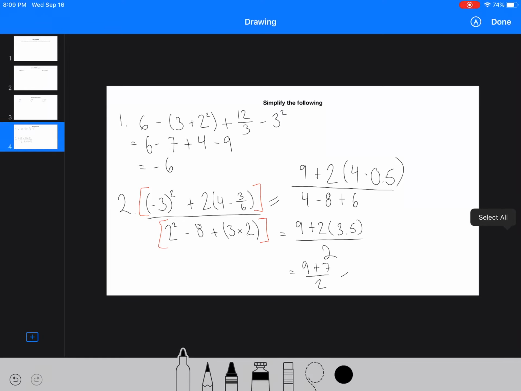Again, I would keep going down the page, but I've run out of space, so I'm going to go up here. So 9 plus 7 gives me 16 over 2. And 16 divided by 2, well, that gives me 8. Okay, I hope this helps you or refreshes what you remember from BEDMAS from last year.